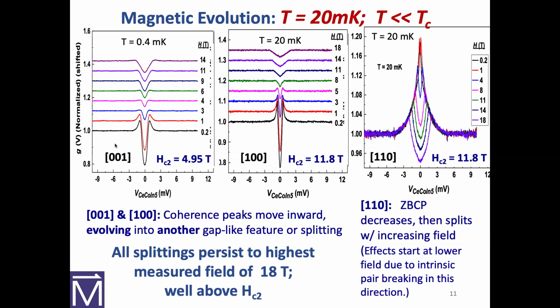All splittings persist to the highest measured field of 18 Tesla. The ZBCP, zero bias conductance peak, decreases and splits with increasing field. And for the aficionados, already at zero field you have broken pairs, but we don't completely understand it, but we can tell that it's 110.